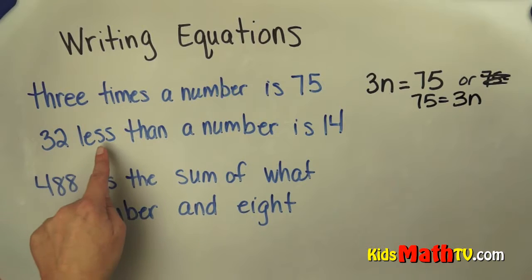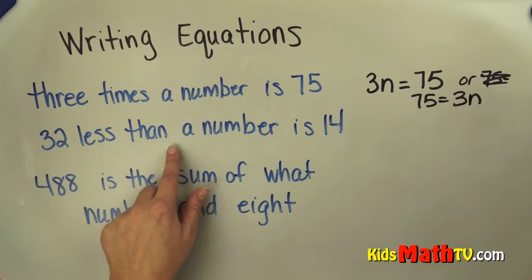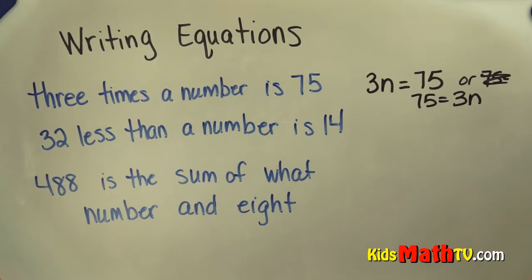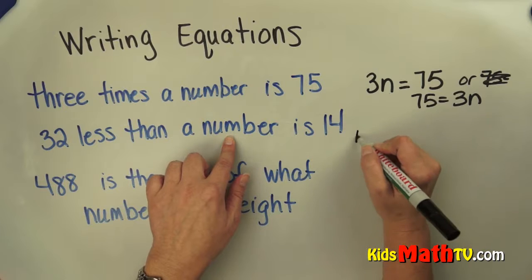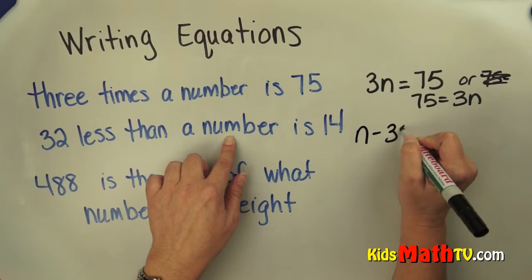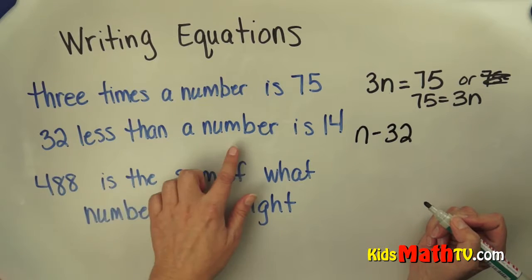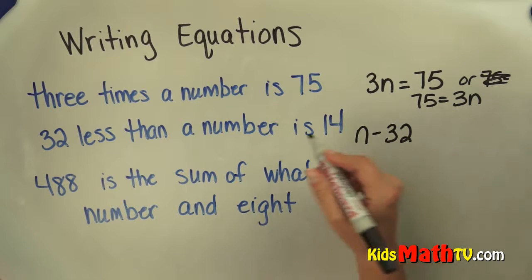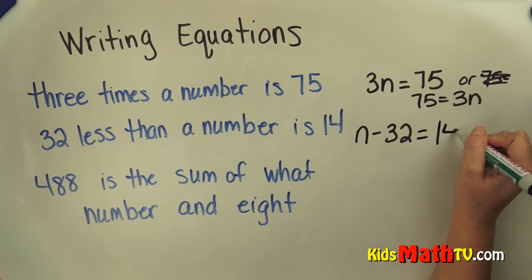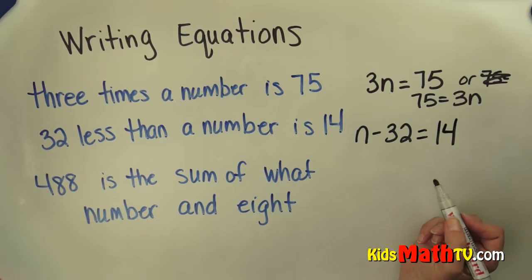Let's look at this one. 32 less than a number is 14. When I see less than a number, I have to be careful because the order matters in subtraction. 32 less than a number. So it's some number and 32 less than that number. So I think about there's something in my pocket and I have 32 less than that number. Is equals 14. If I did 32 minus n, it would be wrong. That's the wrong order with subtraction.